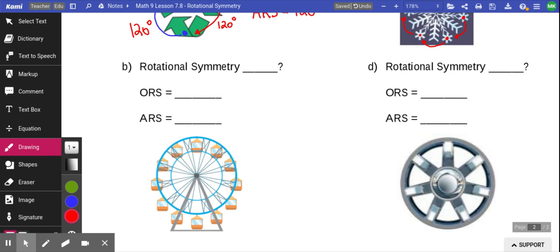So pause the video and give it a shot. All right, hopefully you did that. You attempted these 2 questions. I'm going to talk a bit about B because B is kind of tricky.